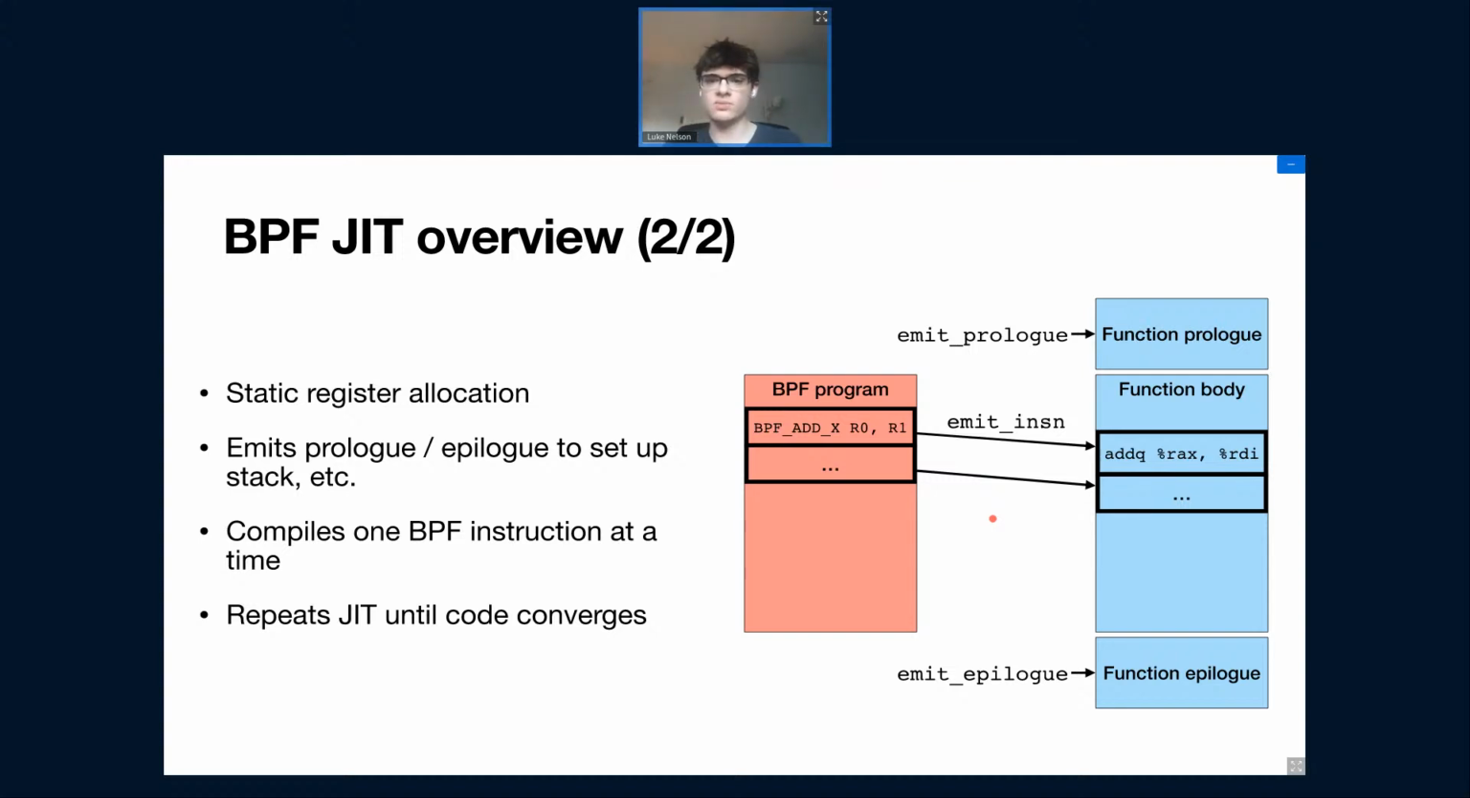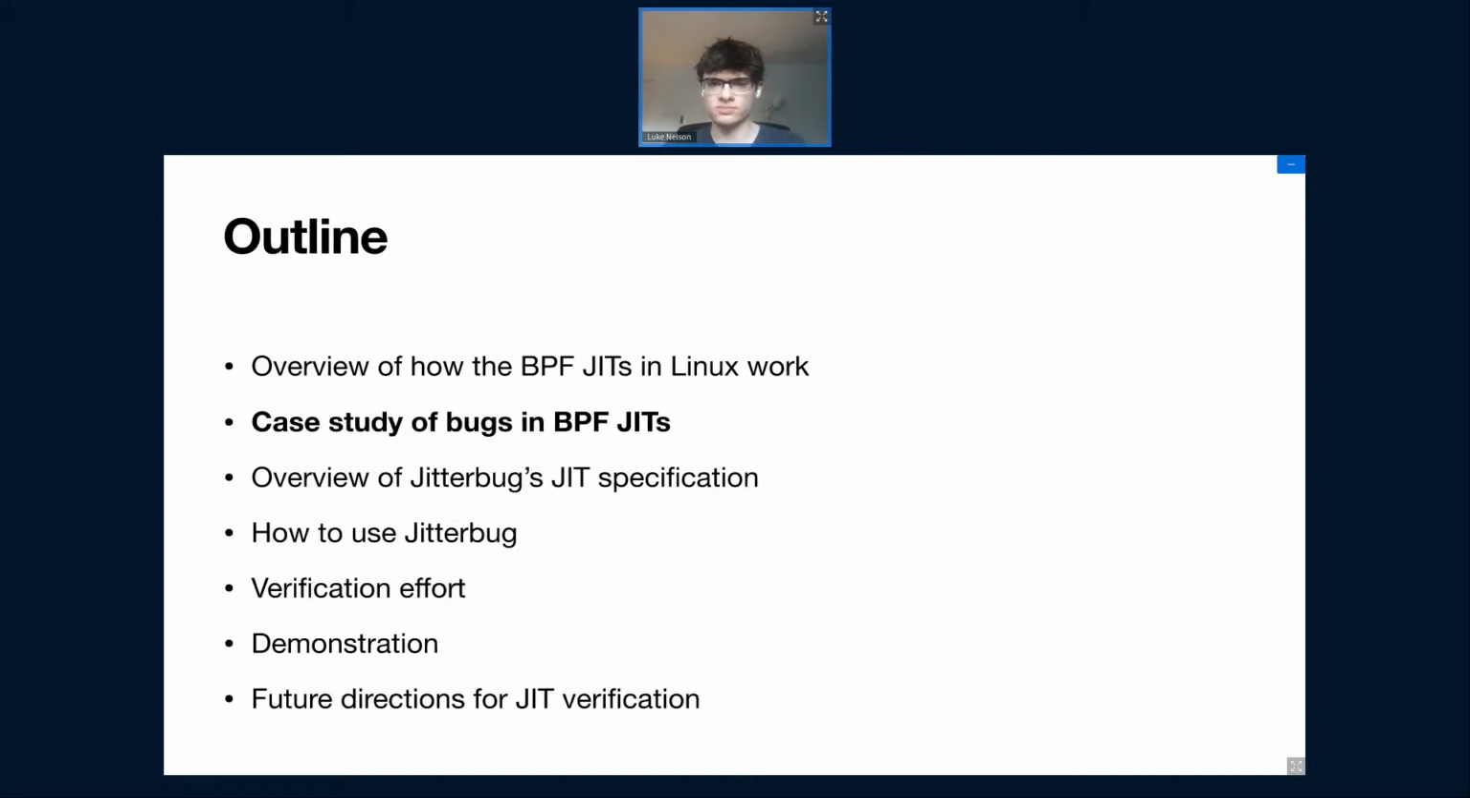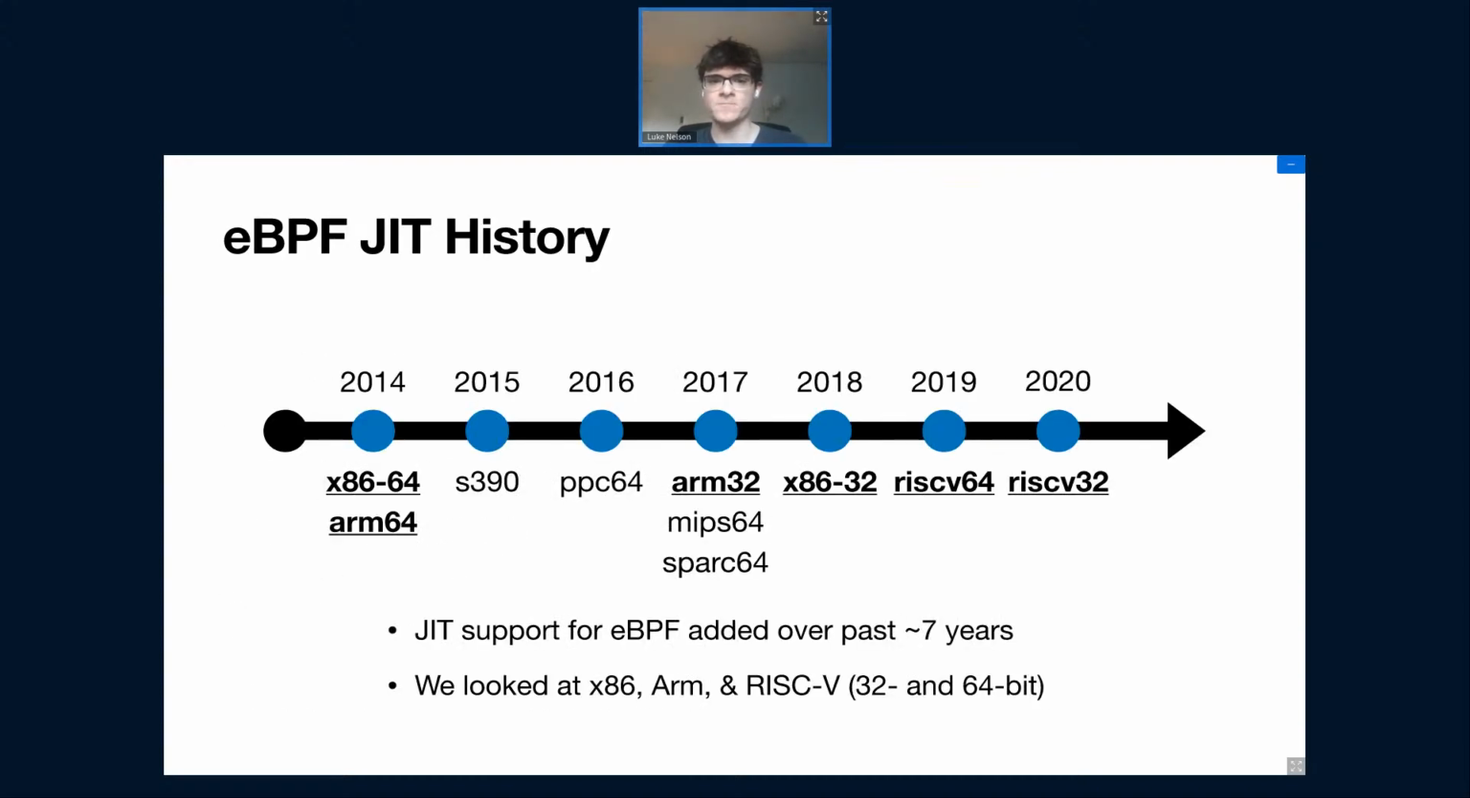Okay, so now we've seen what these BPF JITs look like. So what sort of things can go wrong when people are developing these BPF JITs? First, some background on the BPF JITs and their history in Linux. What I've been calling BPF is actually eBPF, or extended BPF. And JIT support for various architectures for eBPF has been added roughly over the previous 7 years.